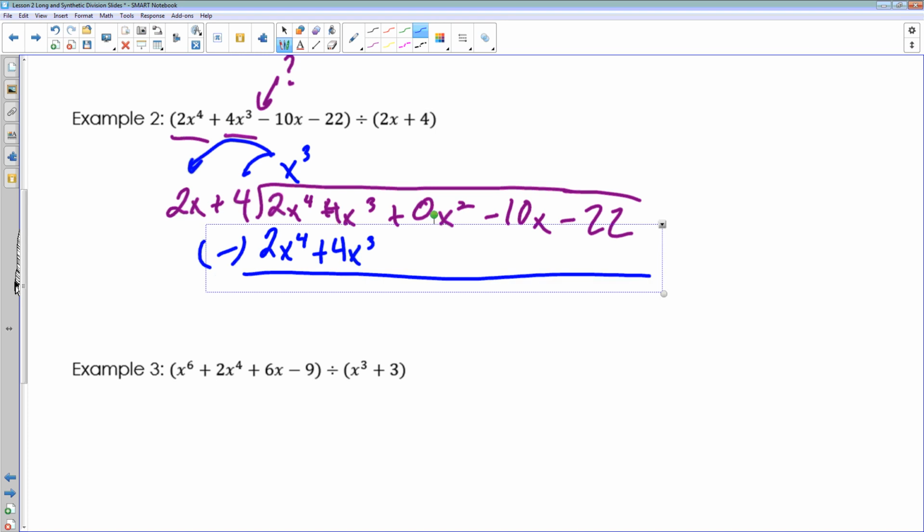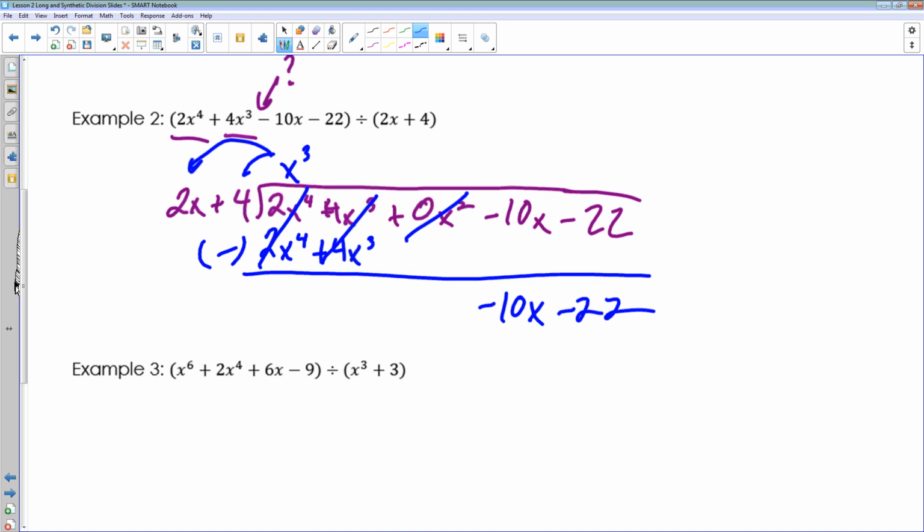All right, so now we're subtracting. So 2x to the fourth minus 2x to the fourth, that's going to go away. And then we've got 4x cubed minus 4x cubed. That also goes away. So because of that, we actually don't even need this 0x squared, because if I bring that down, I would just be multiplying by 0 and there'd be no point. So for this time, we actually didn't need that placeholder. So we'll bring down the rest of it though.